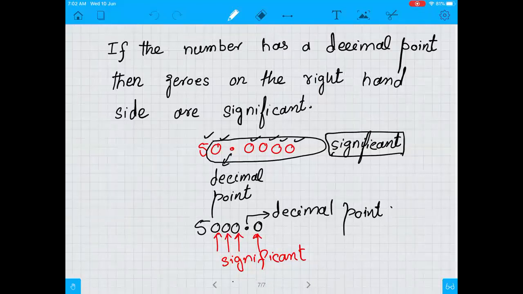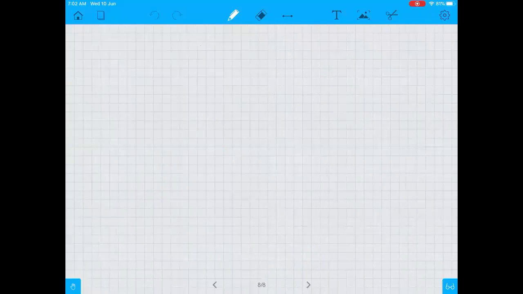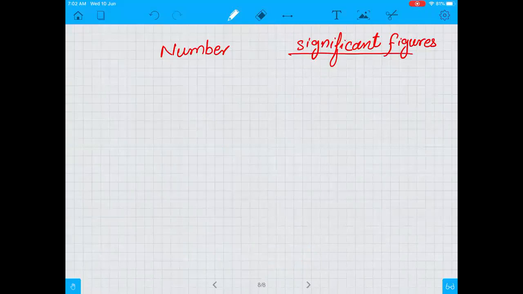Now let's revise rules in one go. You have to tell the significant figures of a number. Now let's start. Just for example, if you have a number 0.000125. Now, the digits which are significant should be ticked and the digits which are insignificant should be crossed.